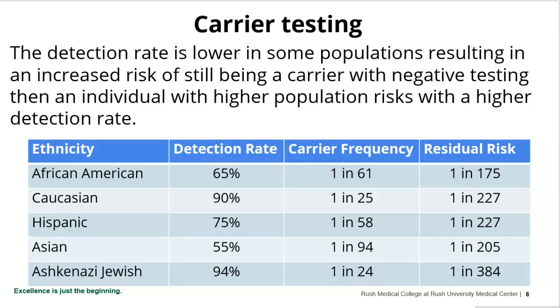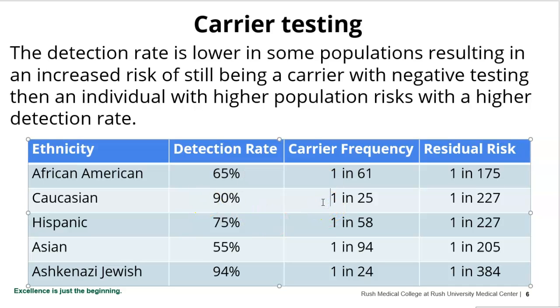So let's look at carrier testing. And again, carrier testing is detection, right, to determine who in the population carries this. Because the common mutations are present in the Caucasian population, the detection rate of looking at the CFTR mutation is actually pretty high, 90%.